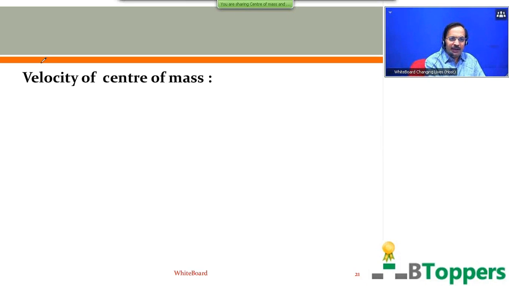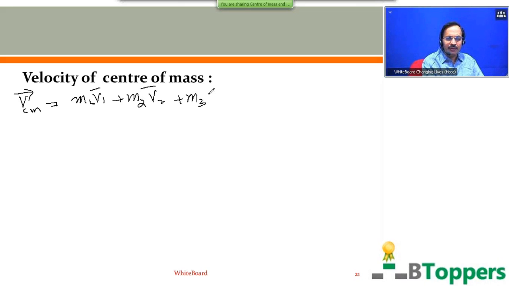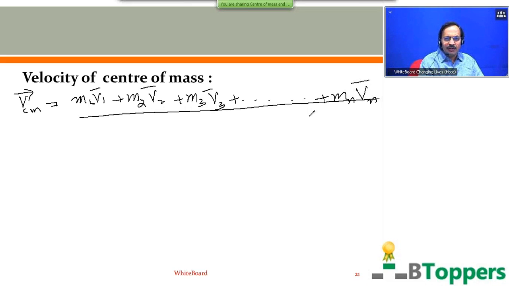So the linear velocity vector of the center of mass of the system of n particles is therefore given by V bar subscript CM equal to m1 v1 bar plus m2 v2 bar plus m3 v3 bar, etc. up to mn vn bar, divided by the sum of the masses of all the n particles of the system.